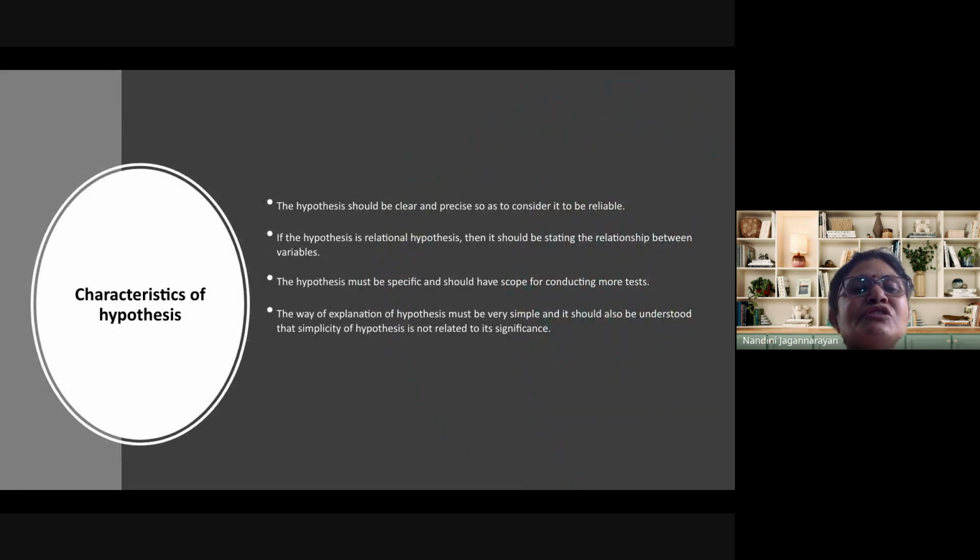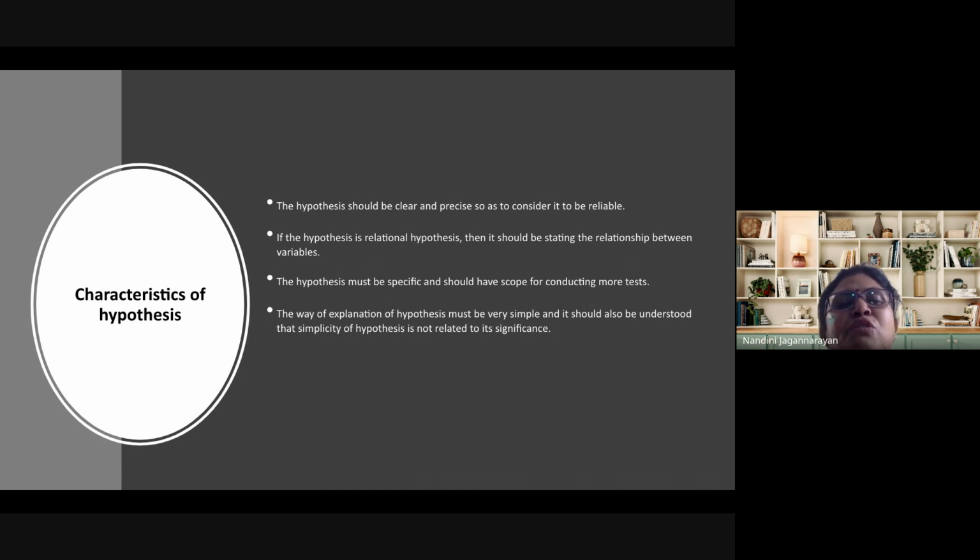A hypothesis should be clear and precise, right? So that you have to consider it reliable. Like, for example, I say gender is one factor that makes them prefer this shampoo. So again, is it clear actually to you? Is there any ambiguity in that statement, or is there any vagueness in that statement? Gender is one factor that makes them prefer Pantene shampoos.